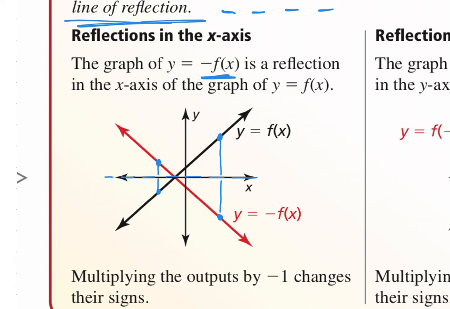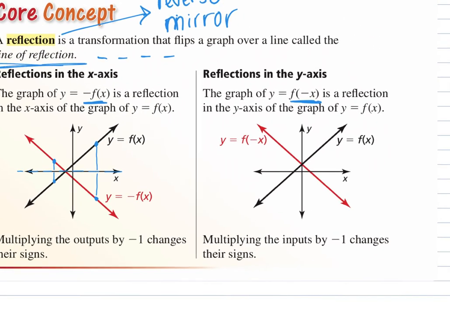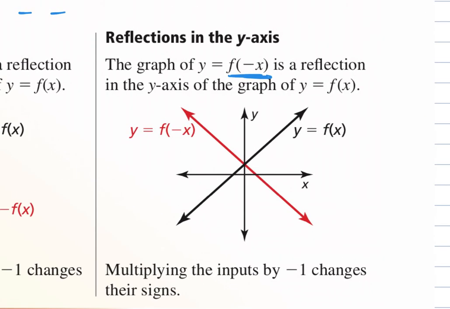Now, let's take a look at the reflection over the y-axis. So, draw a vertical dotted line on the y-axis. Every point on the black graph flipped over this line is going to be the mirror image on the red line. And if you did that for every single point on the black line, you would end up with the red line.